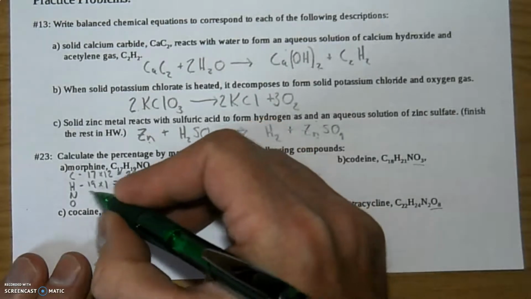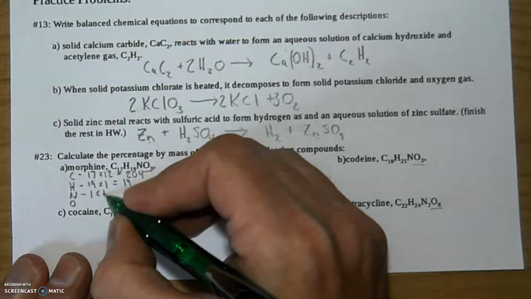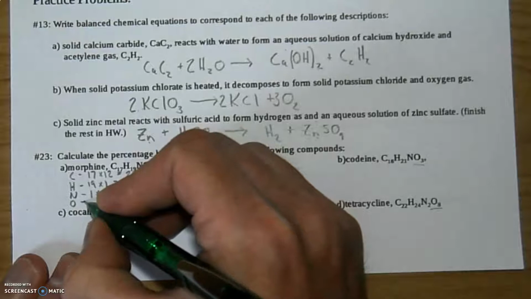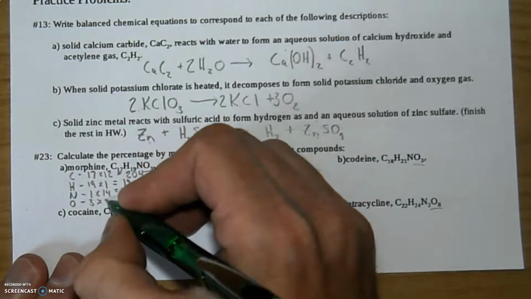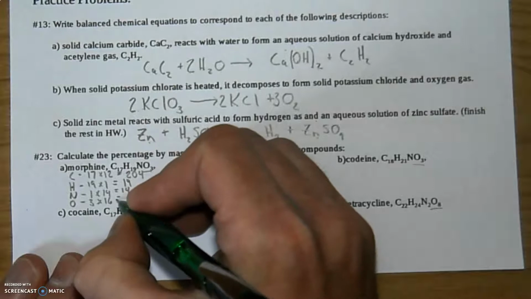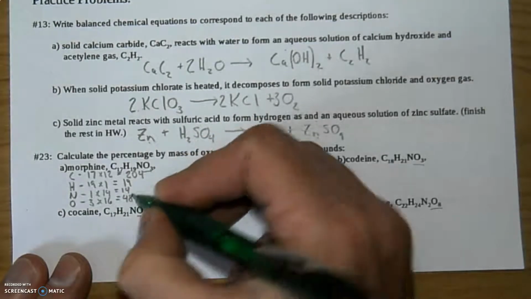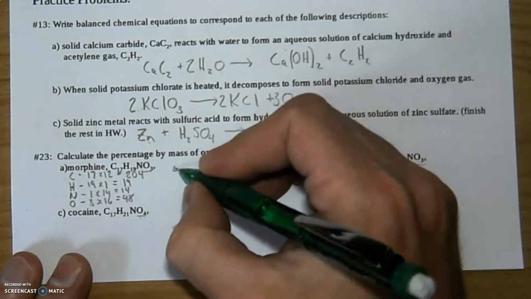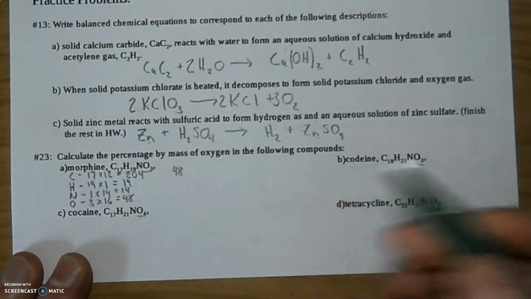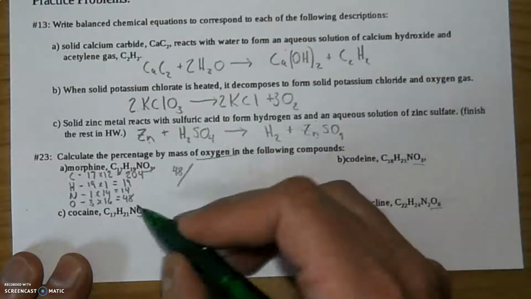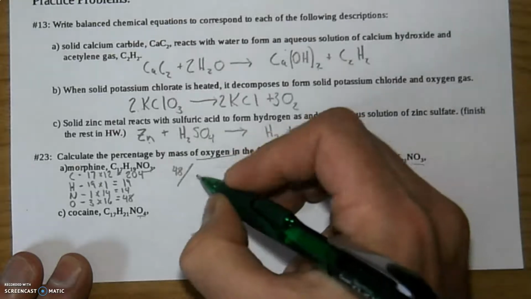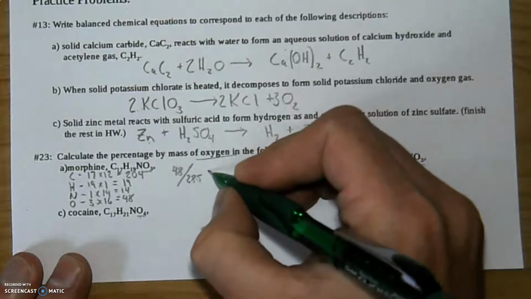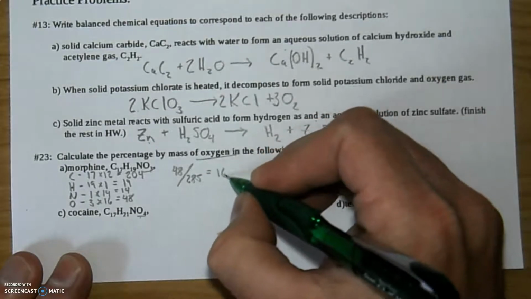19. Nitrogen, I have 1. The mass is about 14. And oxygen, I have 3 of them times mass of about 16, giving me 48. If I add that whole thing up, let's just deal with the oxygen first really quick. The mass of specifically what I'm looking for is oxygen. The mass of the whole thing here, if I add it up, is 285. Therefore, the part of the whole as a percentage is 16.8%.